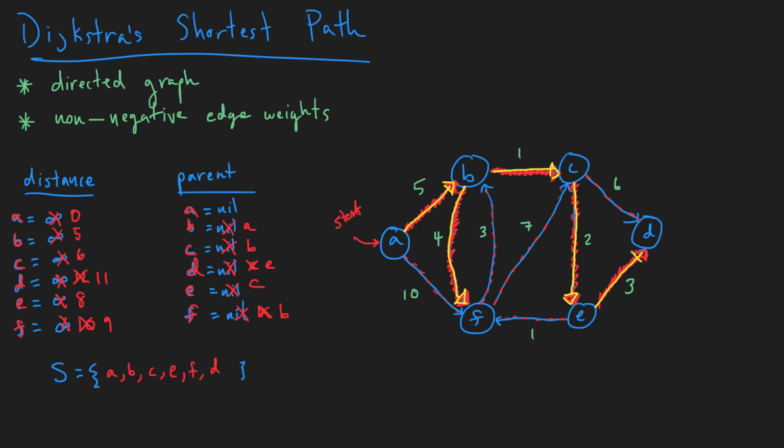And here you can see I've just highlighted it with yellow. So there is no shorter path to any other node along these edges that we did not highlight. So that's it.